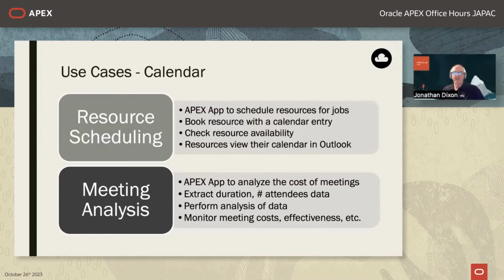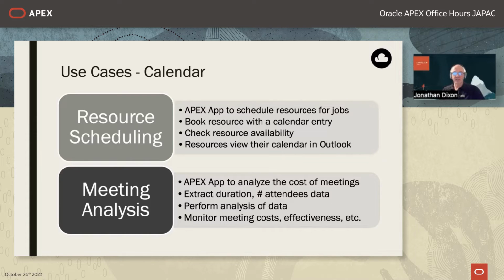From a calendar perspective, a common use case is resource scheduling. So you might have an Apex app where you schedule resources and book appointments in those resources' calendars. So maybe you have field service technicians who just want to look at their Outlook calendar on their phone to see what they have to do that day. You can schedule those resources via an Apex app. There are multiple different Graph REST APIs that you can use to check for availability and that kind of thing.